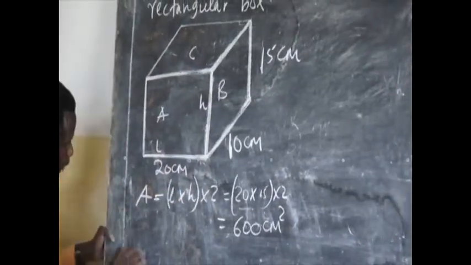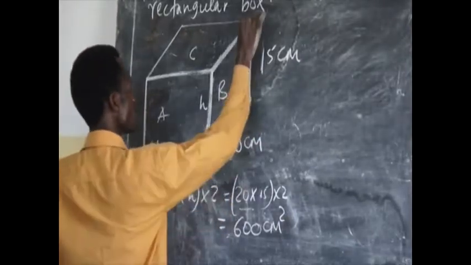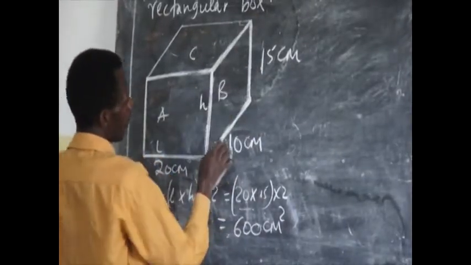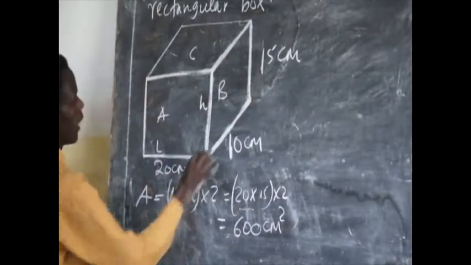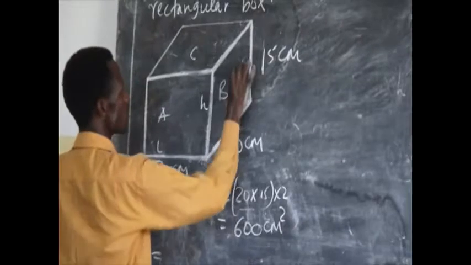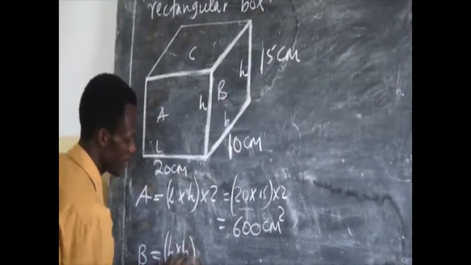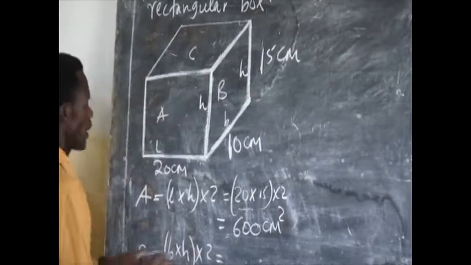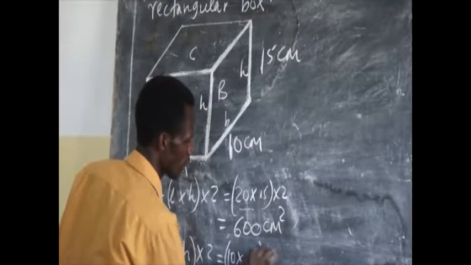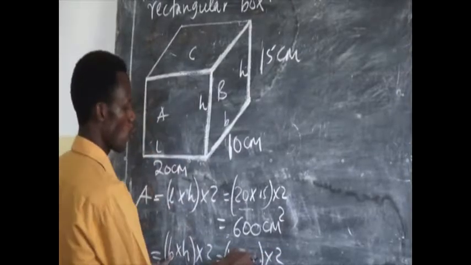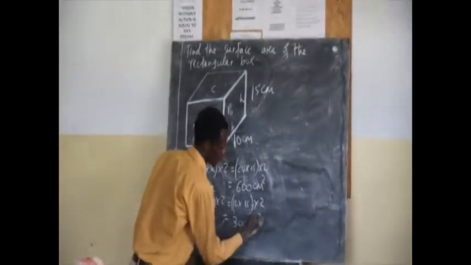That is A. Now B, the surface area of B. This side times this side. This is the breadth and this is the height. Now it is breadth times height, then times 2. Breadth is equal to 10, times 15, times 2, which is equal to 150 times 2, which is equal to 300 centimeter square.